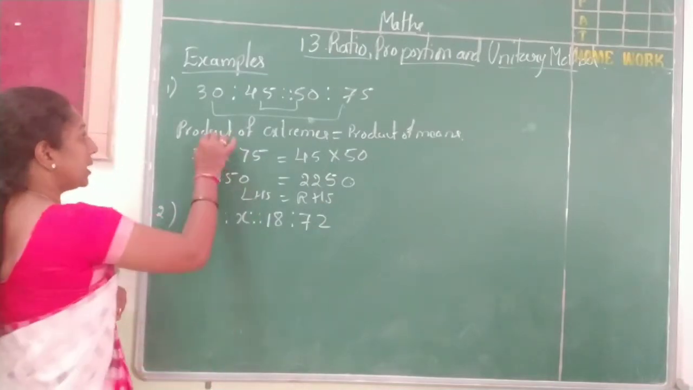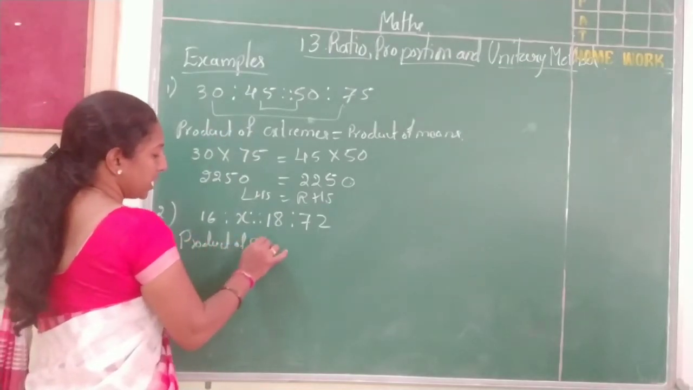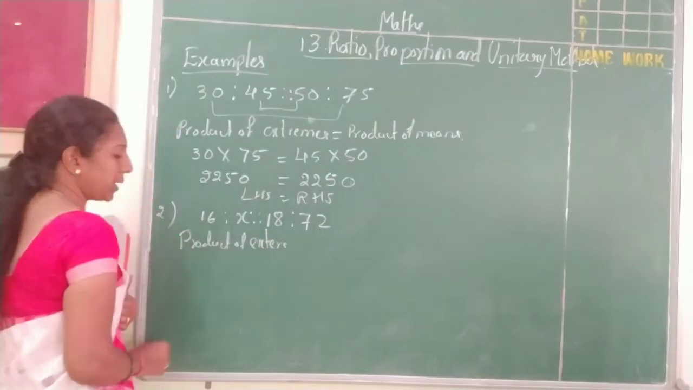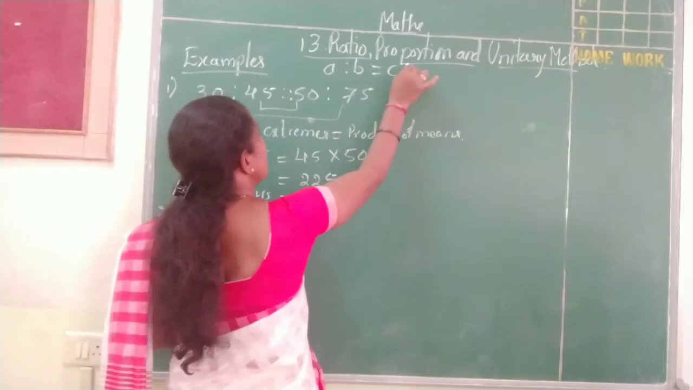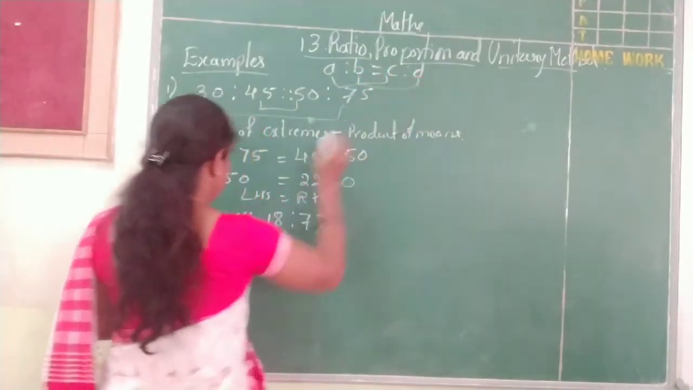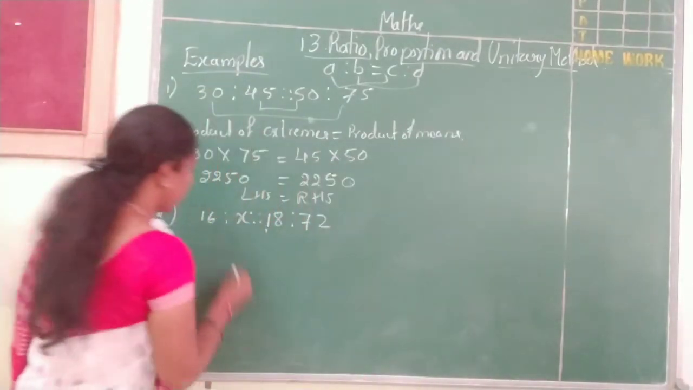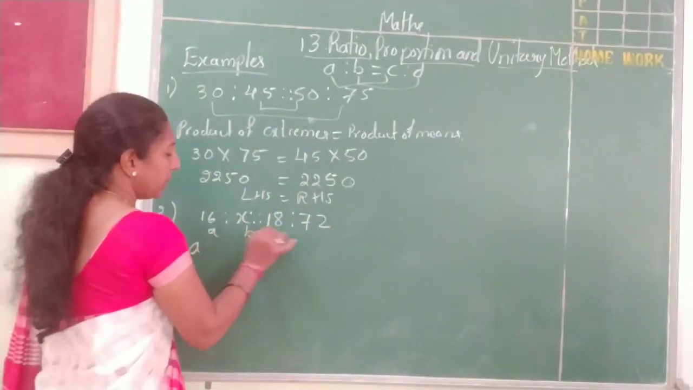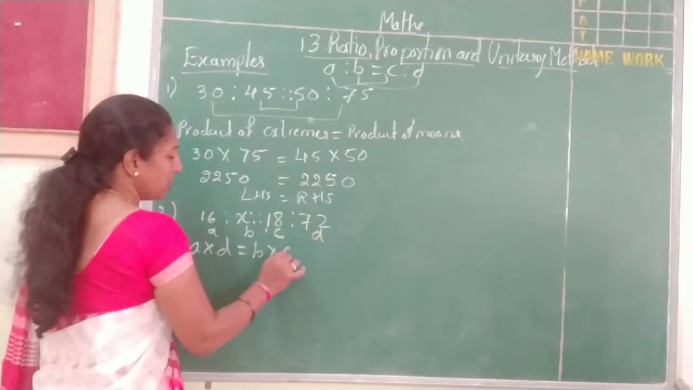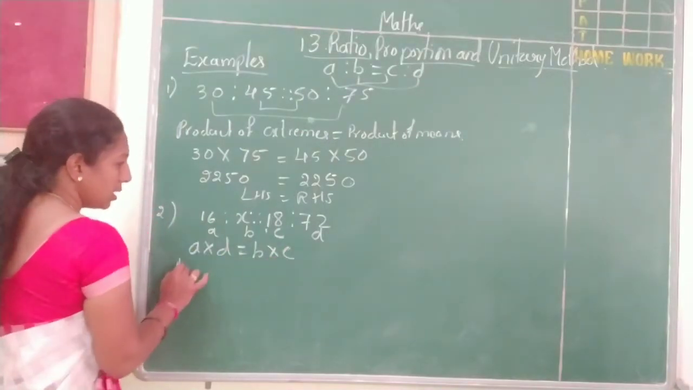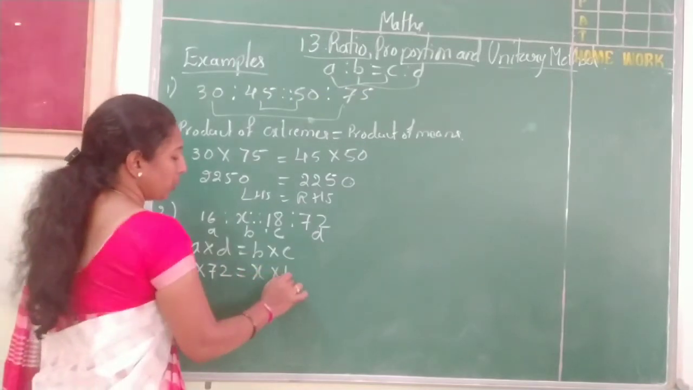So same, that is the product of extremes. This one we can write, for example, a is to b is equal to c is to d. Means we can write the product of extremes as a into d is equal to b into c. So a into d, that is 16 into 72, is equal to x into 18.